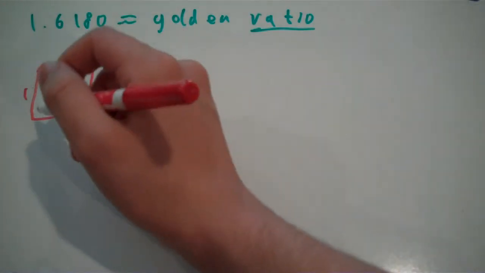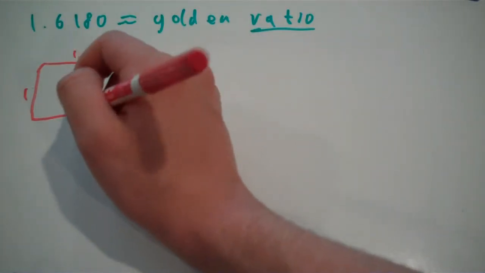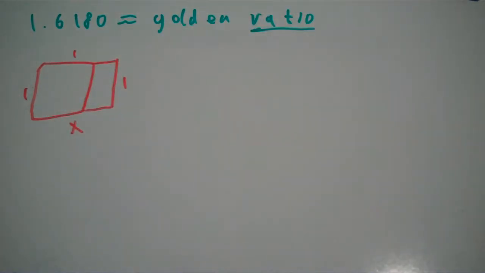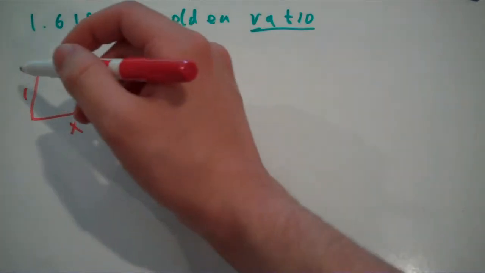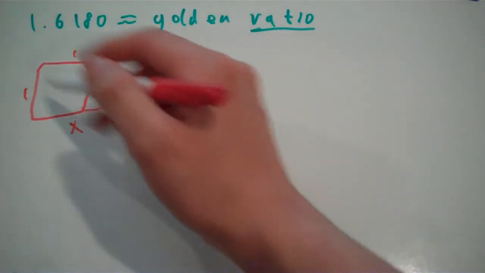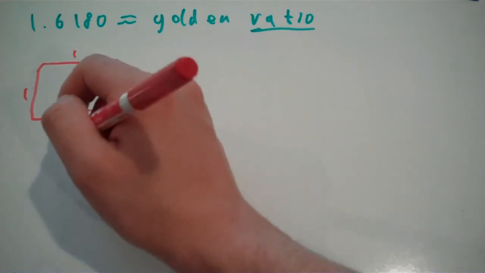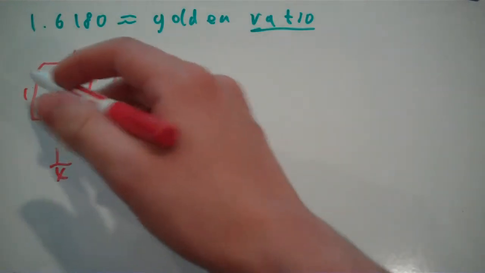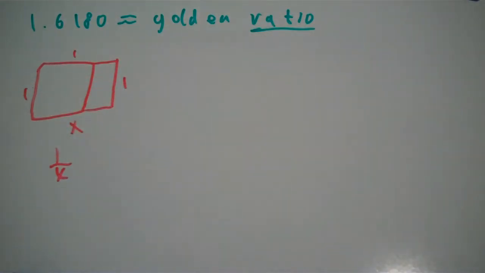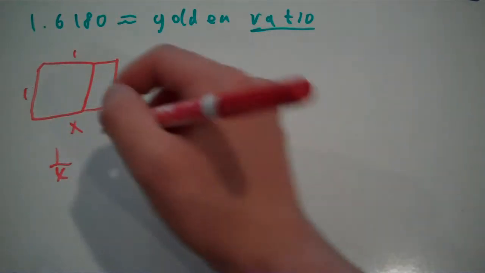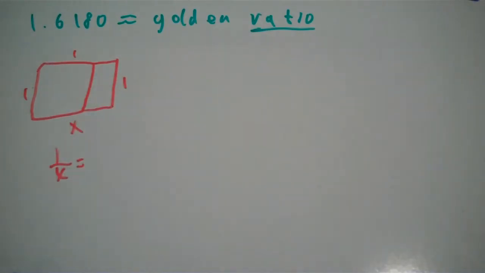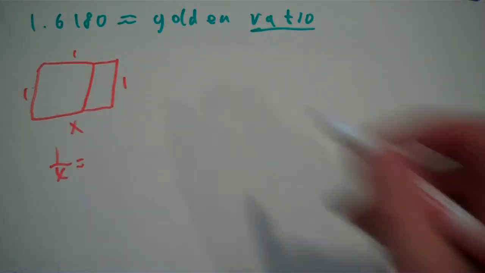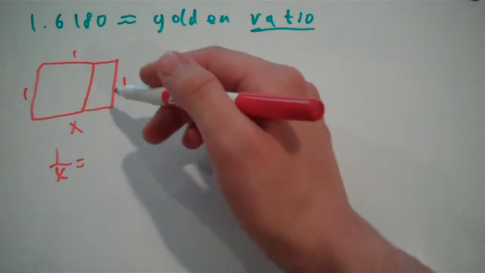And the length of the longer side of this larger rectangle, we will call x. Now, the special thing about this shape is that the ratio of the sides of the larger rectangle, so the ratio of the sides would be 1 over x, so that's the ratio of the shorter side to the longer side. Now, the ratio of the sides of the larger rectangle is the same as the ratio of the sides of the smaller rectangle.